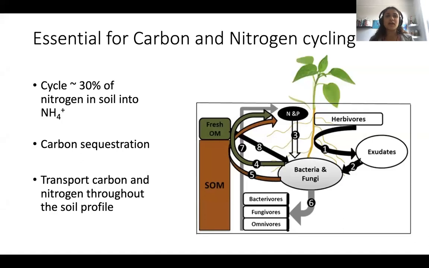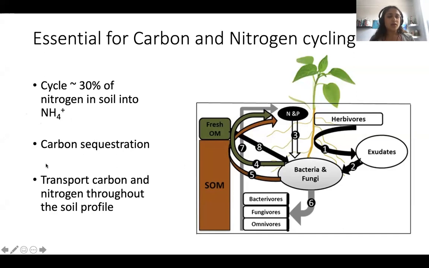So nematodes are very essential for carbon and nitrogen cycling. Nematodes cycle approximately around 30% of the nitrogen in soil, and they convert it into ammonium right here. And so this is very important for plant uptake, as ammonium is one of the available forms of nitrogen that plants can then uptake and then be able to produce.